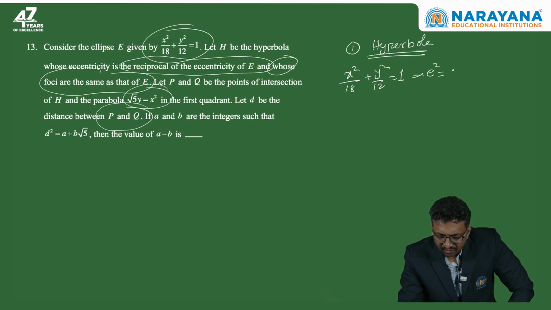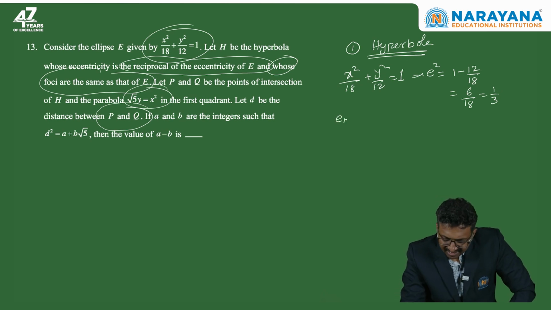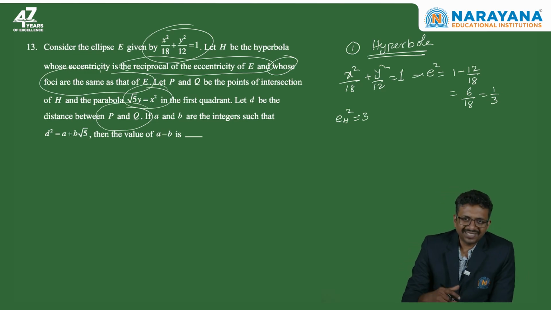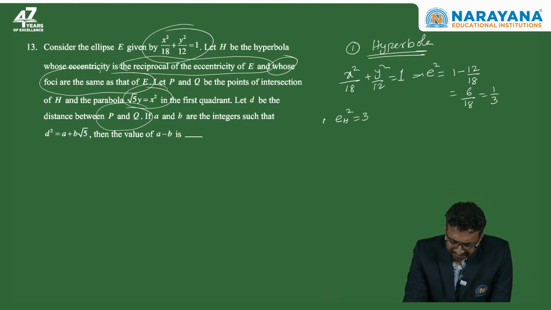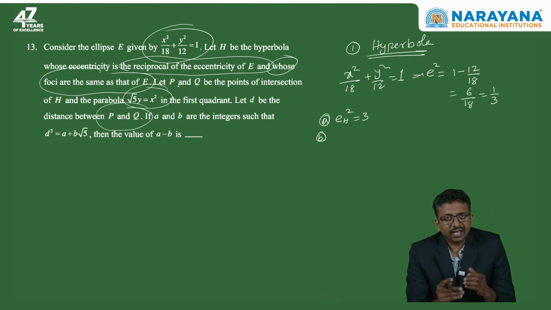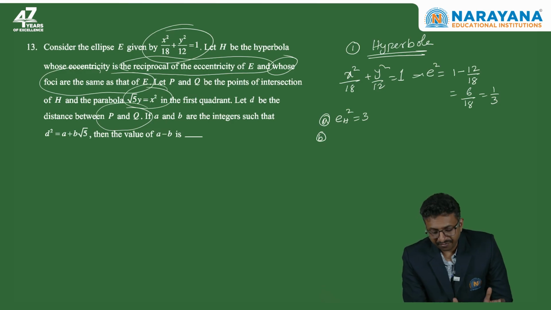E square is equal to 1 minus b square by a square, which is equal to 6 by 18, which is equal to 1 by 3. So eccentricity of hyperbola whole square is equal to 3 because it's a reciprocal. This is the first condition. And the second condition is that the ellipse and hyperbola are confocal.